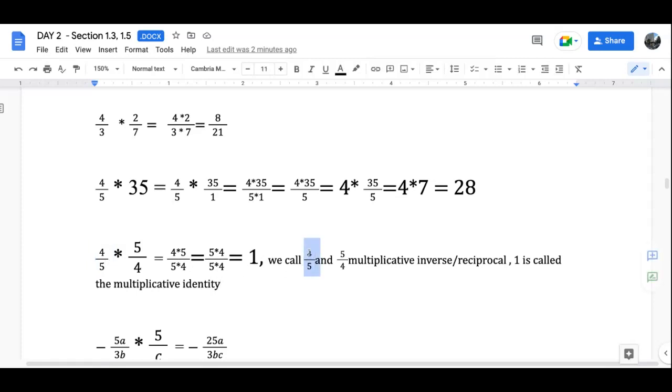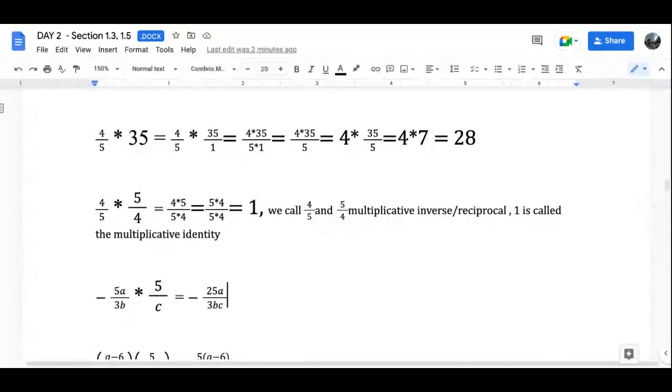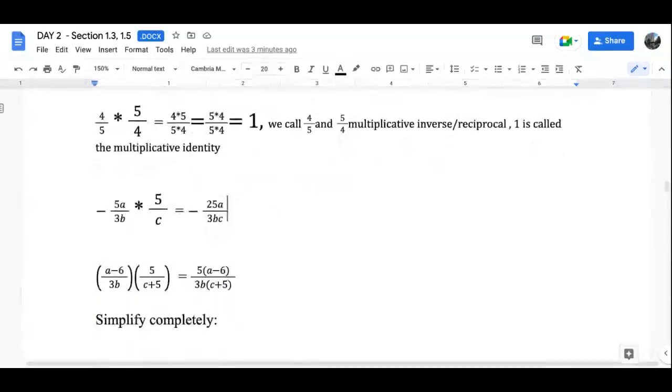Right? When we multiply two numbers and get 1, those two numbers are called reciprocals. 1 is called the multiplicative identity. I think we talked about 0 being the additive identity, right? A number subtract itself is 0, or a number add its opposite, the additive inverse, is 0.